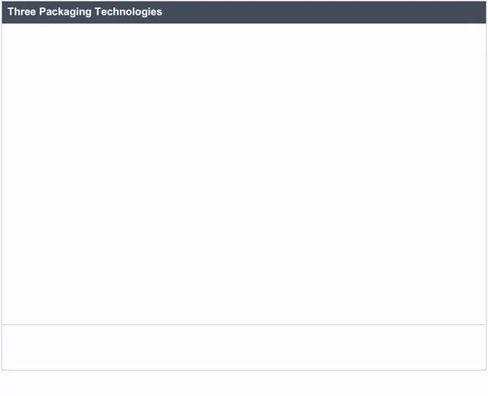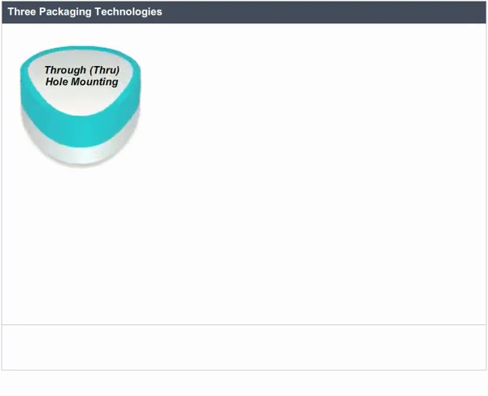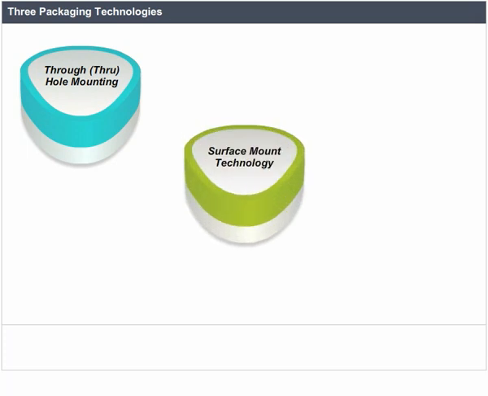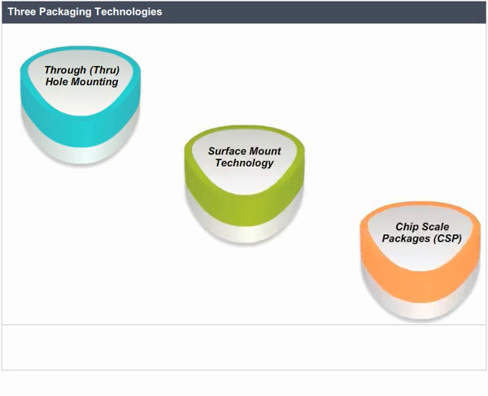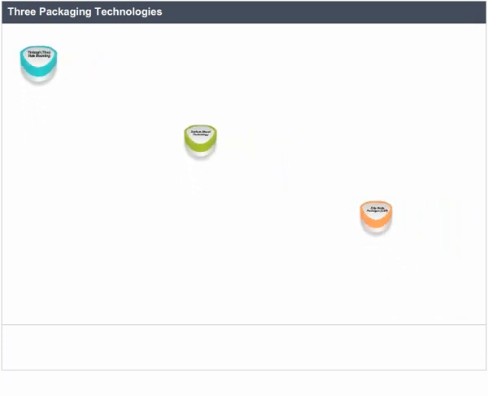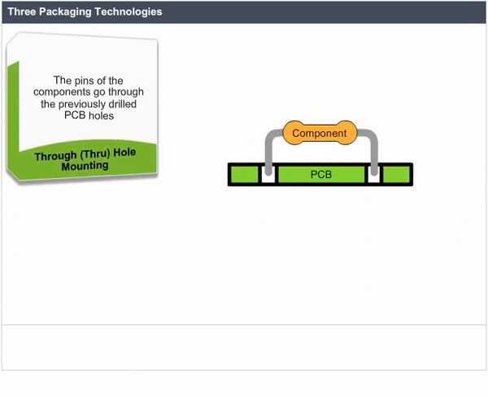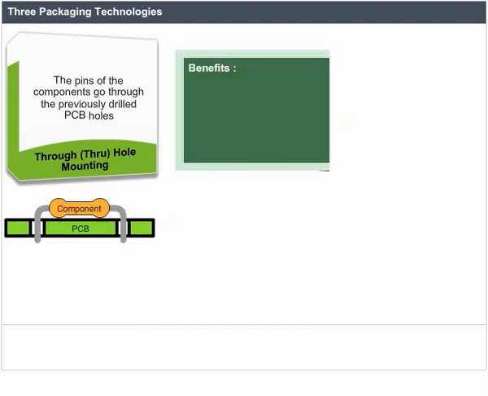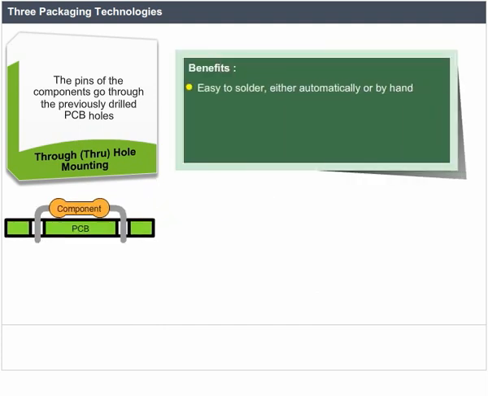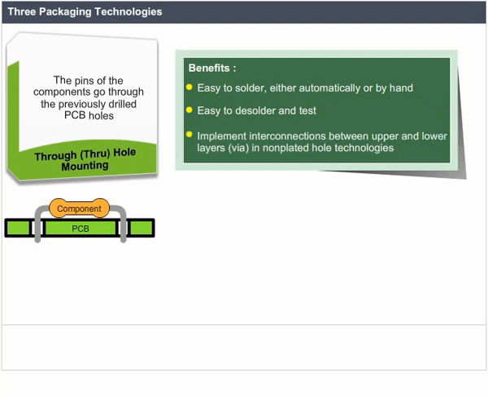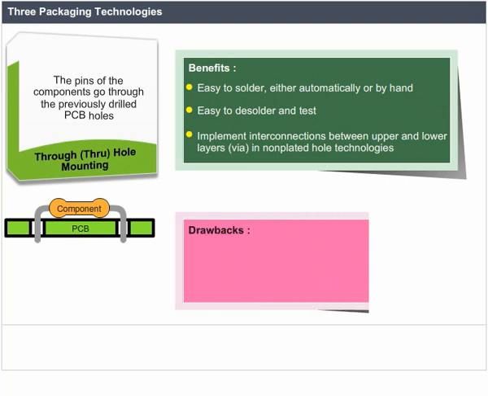Three packaging technologies: through-hole mounting, surface mount technology, and chip scale packages, CSP. Through-hole mounting. The pins of the components go through previously drilled PCB holes. Benefits. Easy to solder, either automatically or by hand. Easy to desolder and test. Implements interconnections between upper and lower layers via plated holes.